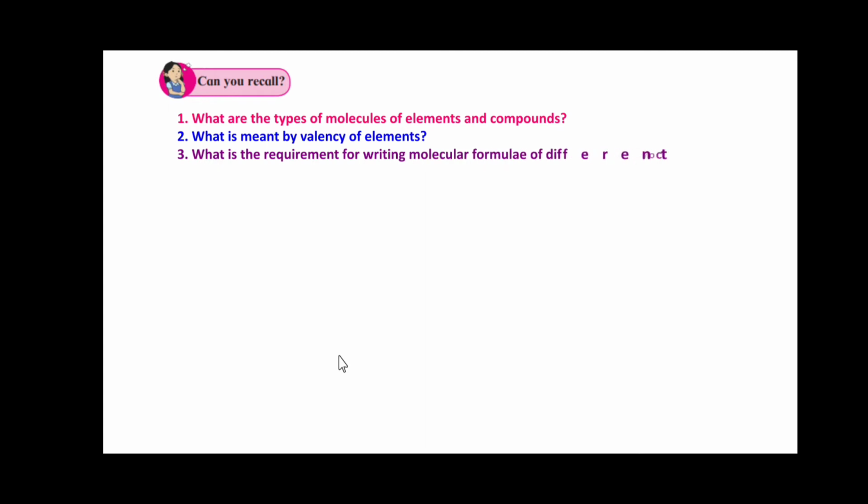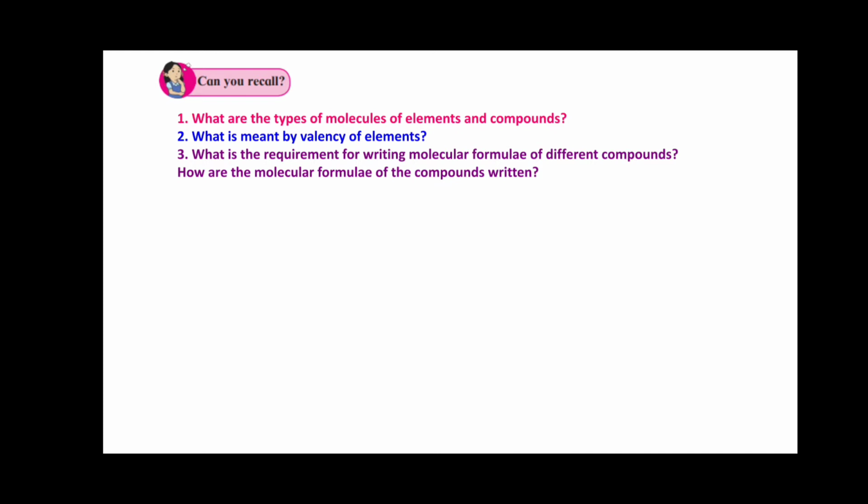Friends, the molecules of an element are made of one or more atoms that are exactly alike, whereas the molecules of a compound are made up of atoms of different types. The second question is, what is meant by valency of elements? Friends, the capacity of an element to combine is called its valency. It is the number of chemical bonds formed by one atom of an element with other atoms.